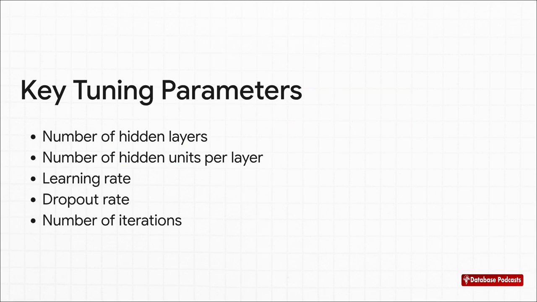You know, tuning is kind of an art form, but it almost always revolves around these five key things. You've got the depth and width of your network. That's your hidden layers and units. The learning rate is like the gas pedal. It controls how fast the model learns. Dropout rate is a really clever trick to prevent overfitting. It basically forces the network to be more robust. And finally, the number of iterations, or epochs, is just how many times the model gets to see your entire dataset.